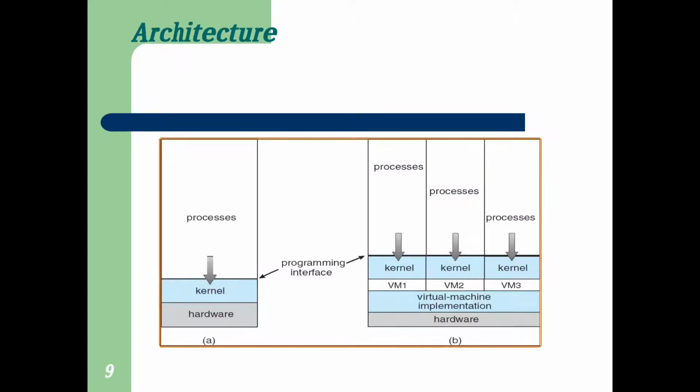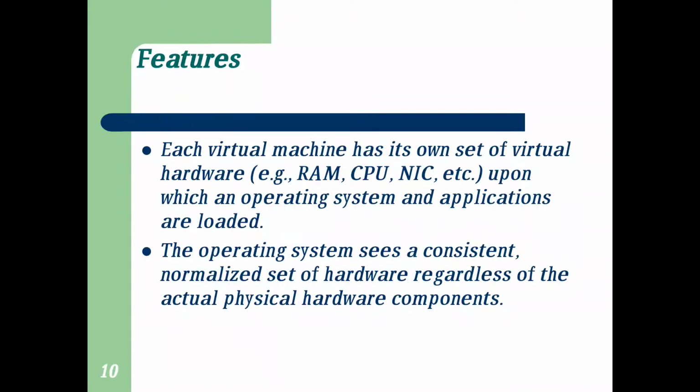What this block does is create a number of virtual machines, virtual machine 1, virtual machine 2, virtual machine 3, like that, and it can use hardware. But this is the total system, correct? This is the architecture of the virtual machine. And what are the features of a virtual machine? Each virtual machine has its own set of virtual hardware, RAM, CPU and I/O, upon which the operating system and applications are loaded. It means you can save data into both your virtual machine and your original system also. The operating system sees a consistent, normalized set of hardware regardless of the actual physical hardware.